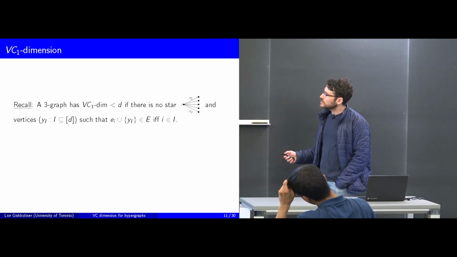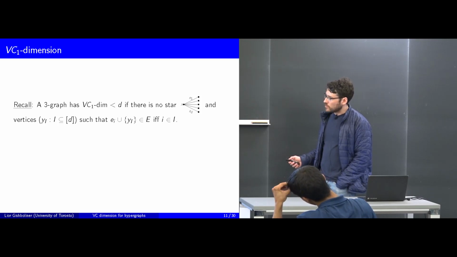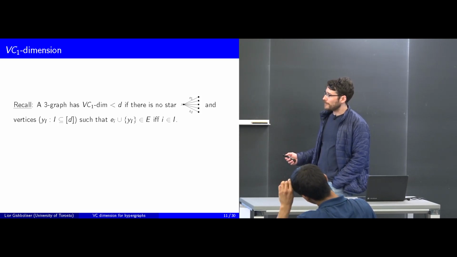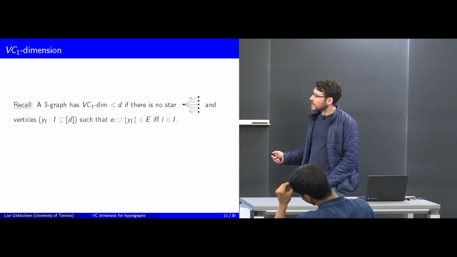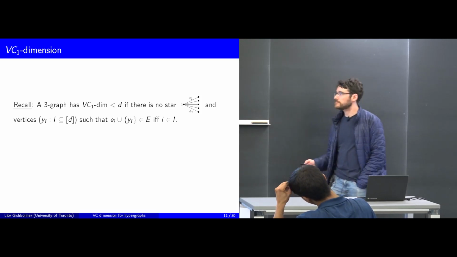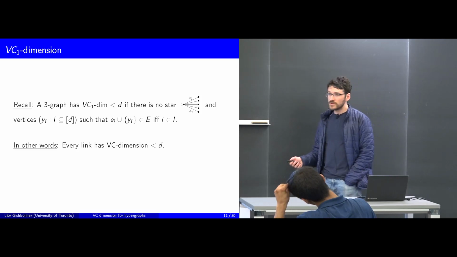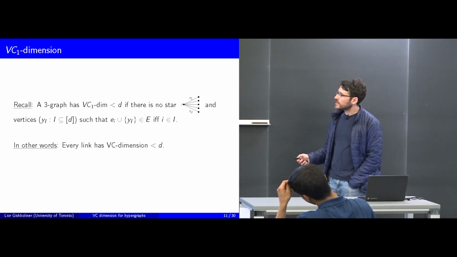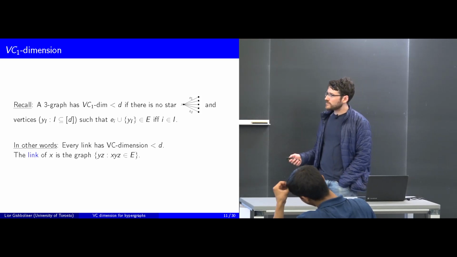So the dimension is less than d if I can find no star like this and some vertices yi such that ei union yi is an edge if and only if i belongs to capital I. Right? So that this star is shattered by these vertices. And equivalently, this is the same as saying that every link graph has VC dimension less than d, and a link graph is just a graph, right?